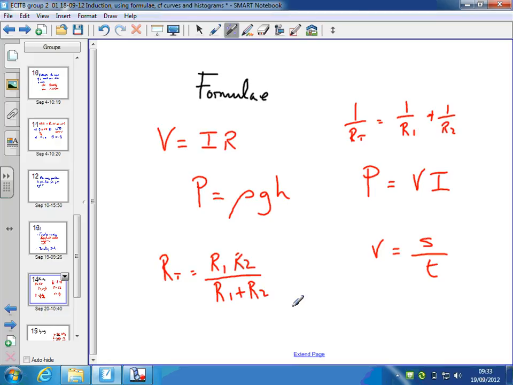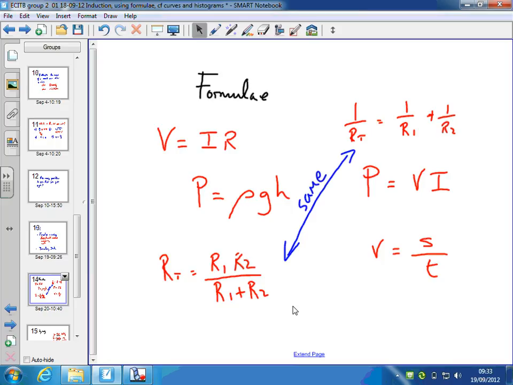Product over sum, the addition. Yeah? Okay, product over sum. So they're both for resistors in parallel. So that means these are, in fact, the same. And algebraically, if you had enough confidence with the algebra, you would be able to rearrange that formula to get this.